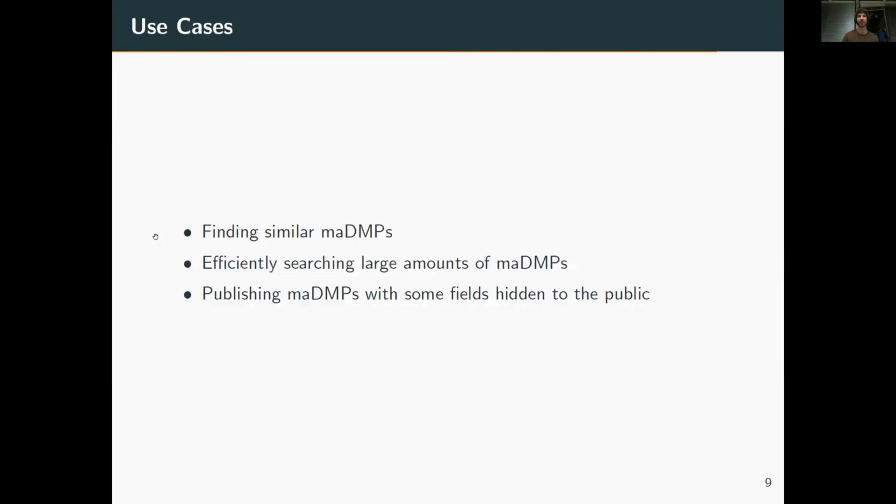So now we've seen the functionality of the system. What are the use cases? You can use it, for example, to find similar maDMPs, to efficiently search really large amounts of maDMPs, because the system is supposed to be highly scalable. You could scale up the Elasticsearch cluster quite high if you need it, and also publish maDMPs with hidden fields that only the submitting user can see.